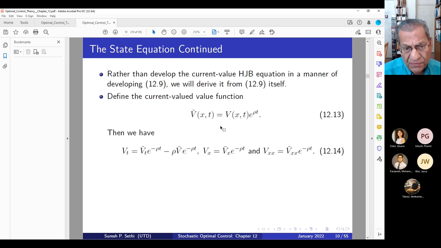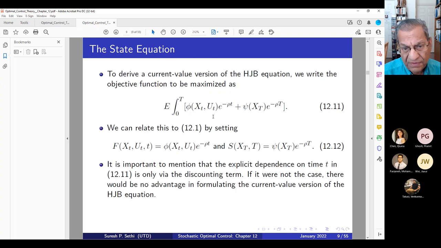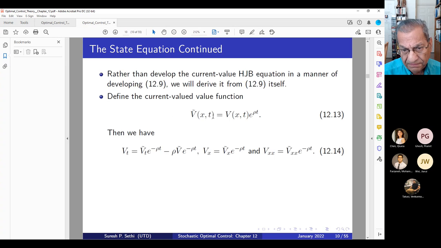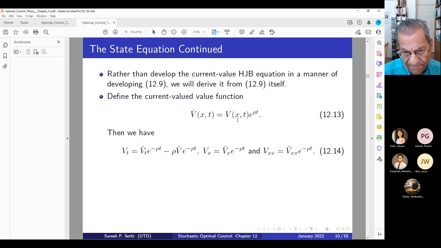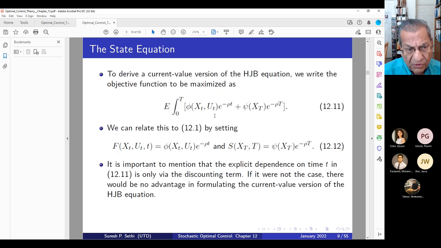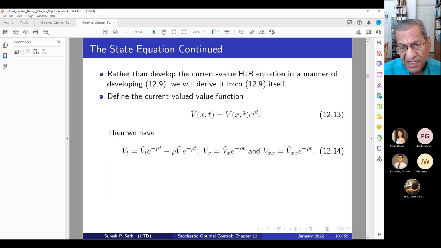And then what we do is we define a current value function. I do it differently. I should have mentioned a little bit before. So this is a present value. This is a standard formulation. So V is a present value here. To make it a current value, I have to multiply by e to the rho t.